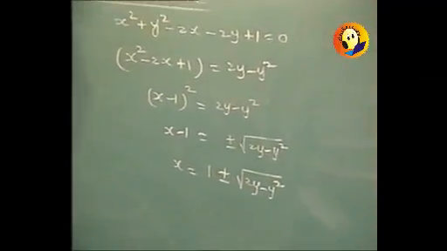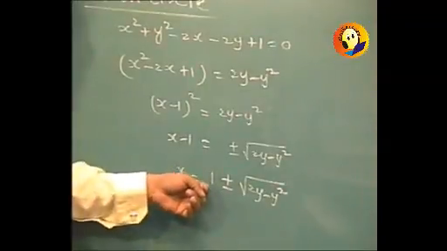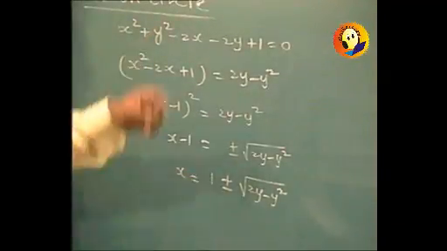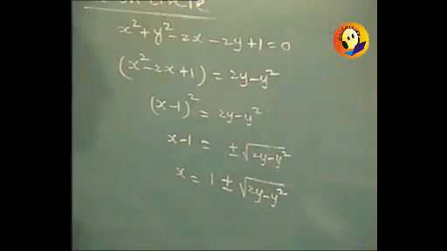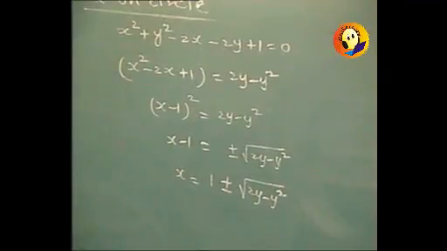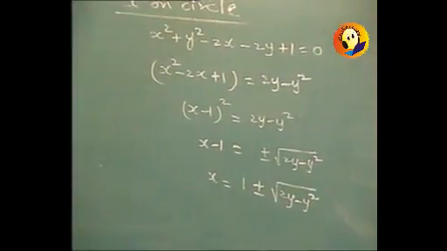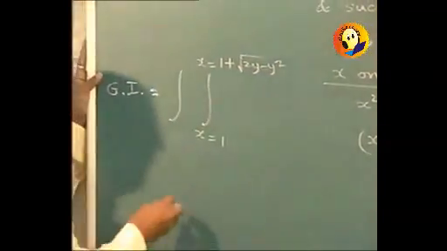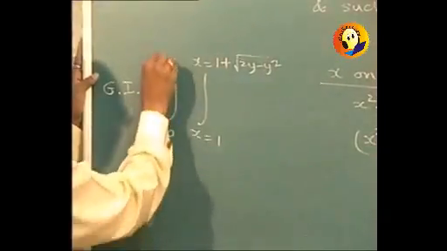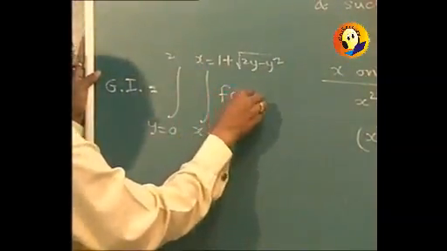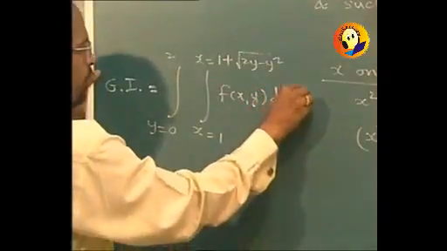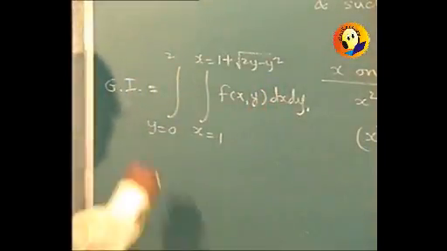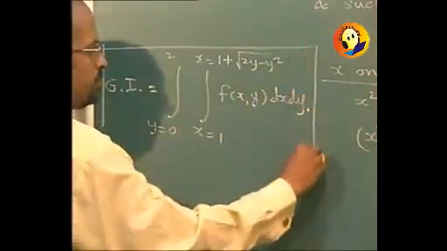So there are two values of x which are possible. One is less than 1 and the other is greater than 1. Obviously we are talking about x which is greater than 1, and so the given integral can now be written as x equal to 1 to x equal to 1 plus under root 2y minus y square, and such strips are taken from y equal to 0 to 2. It is f of x comma y dx dy. This is the required solution.